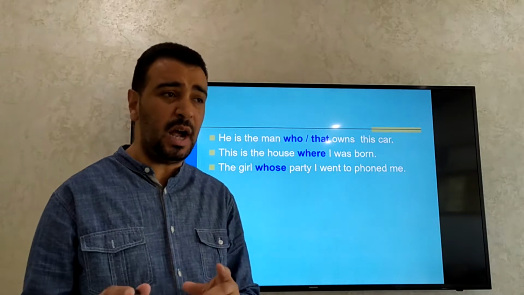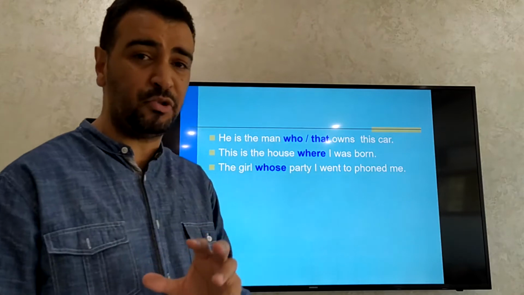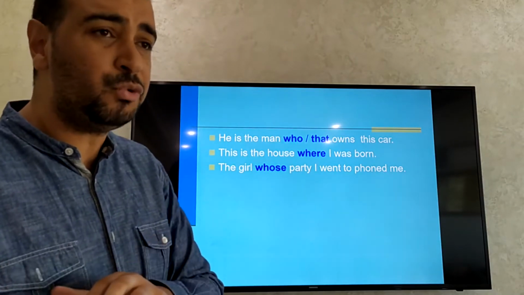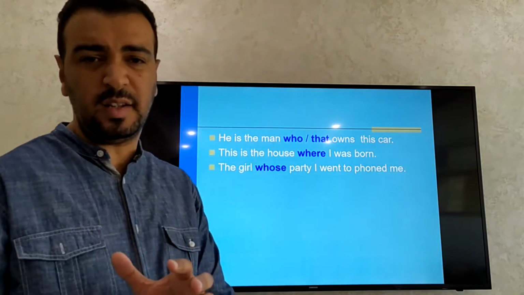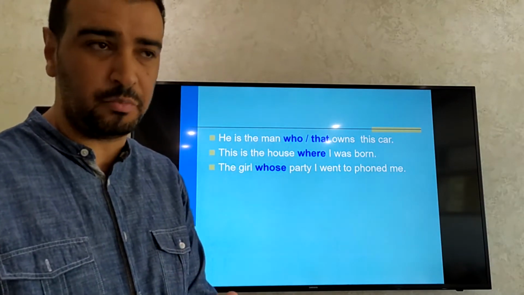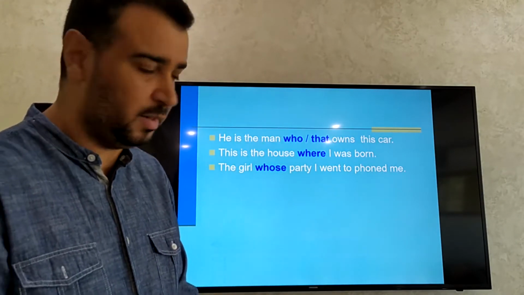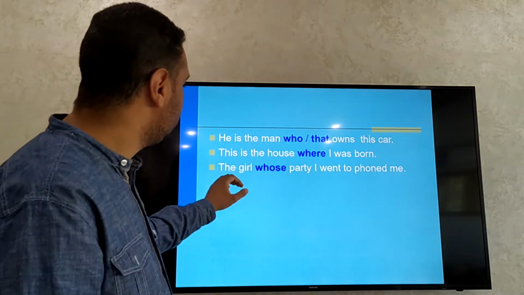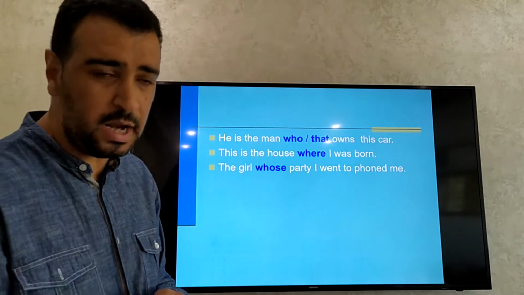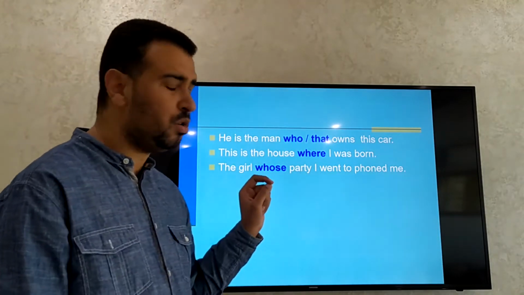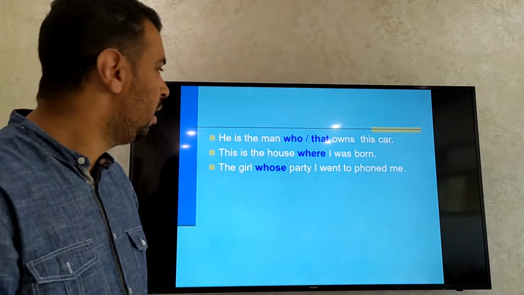Now, mind you that sometimes you can use the word house as an object. For instance, this is the house which I bought. Now, in this example, the house becomes an object. It becomes like merchandise, and it's not a place. So you need to pay close attention to that. The girl whose party I went to phoned me. The party, to whom does it belong? It belongs to the girl. That's why we use whose. It is her party.